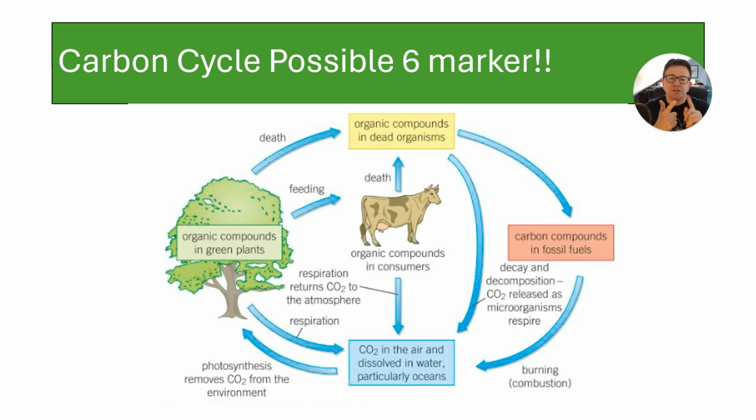Okay, respiration is going to release it into the atmosphere. When things die, they're going to then be decayed and broken down by microbes that respire, so they release CO2. Carbon compounds, some things get buried, and then they become fossil fuels. And the only way that carbon can be released from that is through burning and combustion. So those are the main processes that are going on.